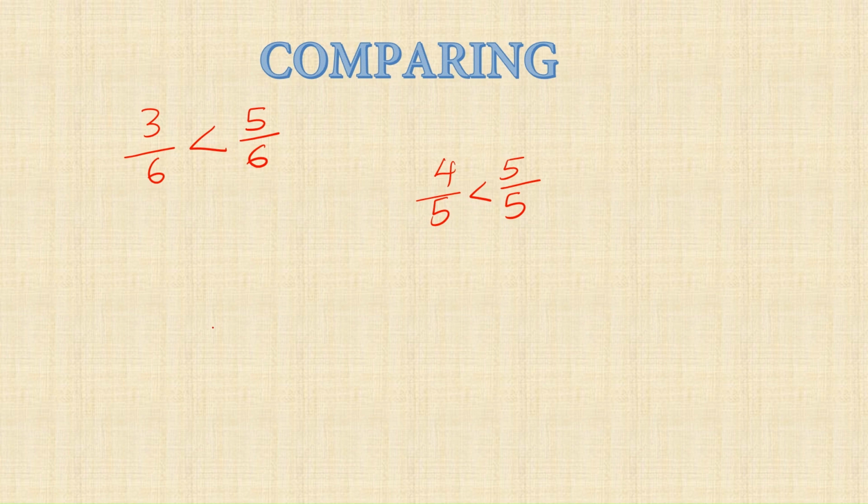Now again consider 8 upon 6 and 5 upon 6. Here again denominators are the same, 8 is greater than 5, so 8 upon 6 represents a greater portion.